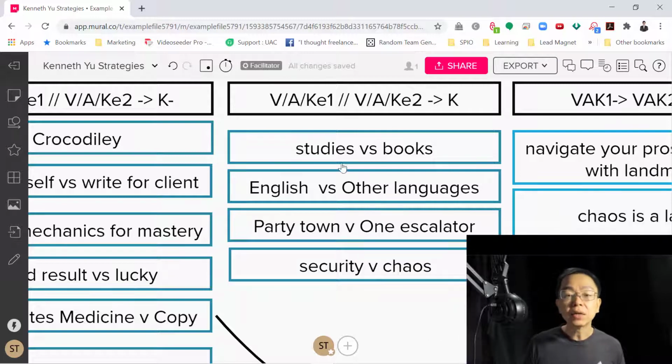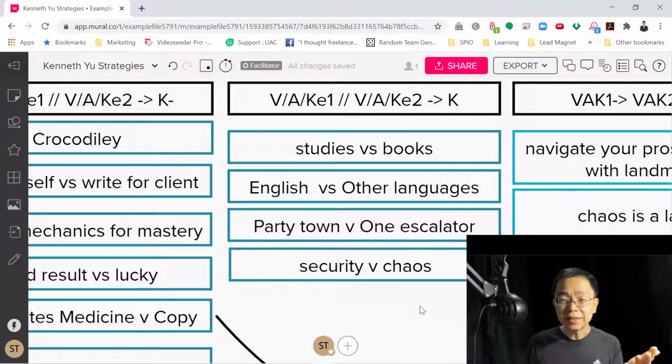Anyway, so he talked about his studies being boring, but his books were helping him to create a little kingdom inside. His English was good. His other languages were like different contexts. So he's creating a divide and establishing a divide in the plot line. Party town versus one escalator.